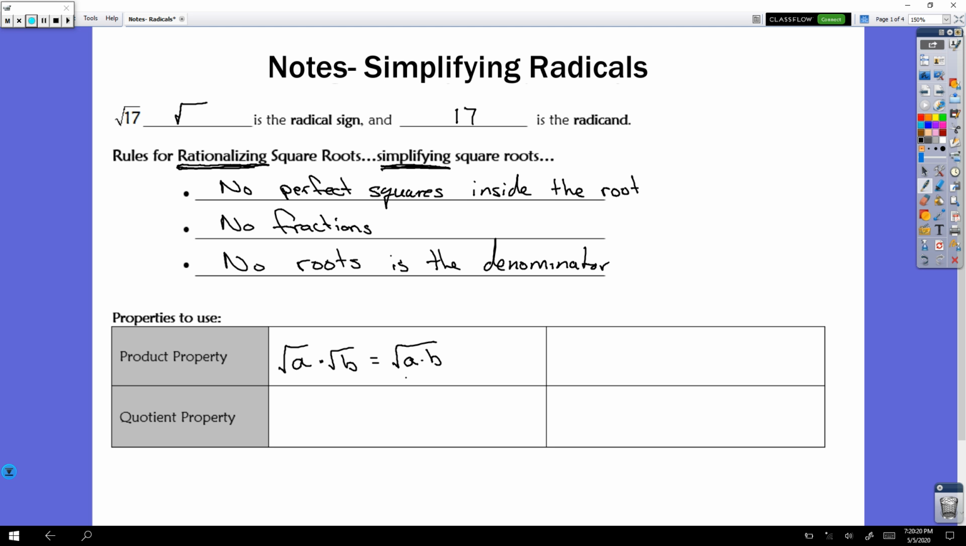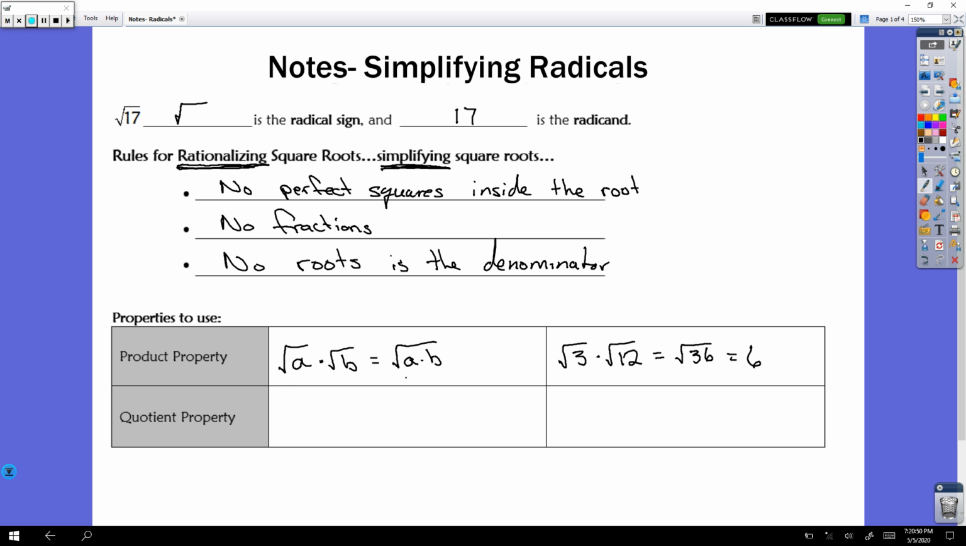So an example, say I had the square root of 3 times the square root of 12. Now, looking at those two square roots, nothing really simplifies out all the way. But if I multiply the insides, I would have the square root of 36. Square root of 36 is a perfect square, right? So the square root of 36 would give me 6.